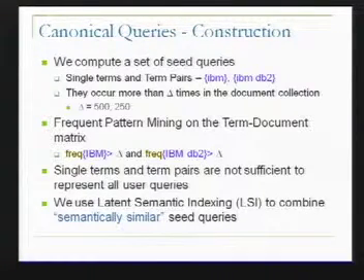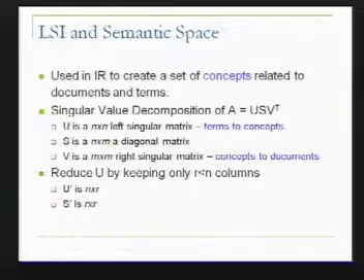Also, single terms and term pairs are not sufficient to represent all possible user queries. So once we have the single terms and term pairs, we use latent semantic indexing to combine together the semantically similar seed queries to form the canonical queries. If you don't know about latent semantic indexing, I'll give a brief introduction here and then move back to the canonical query construction.